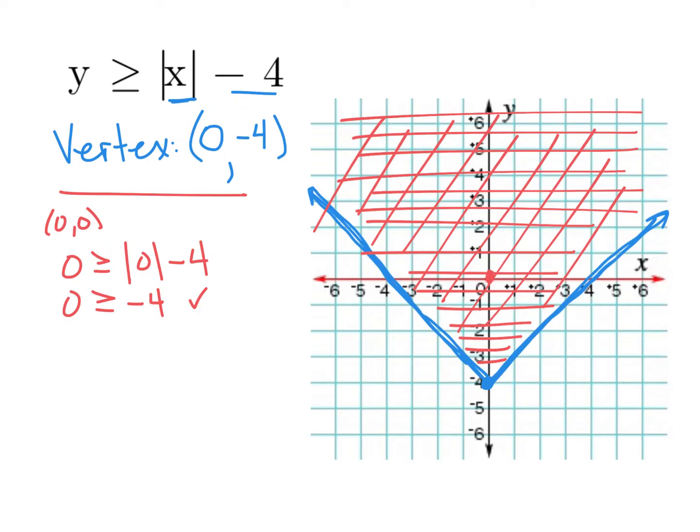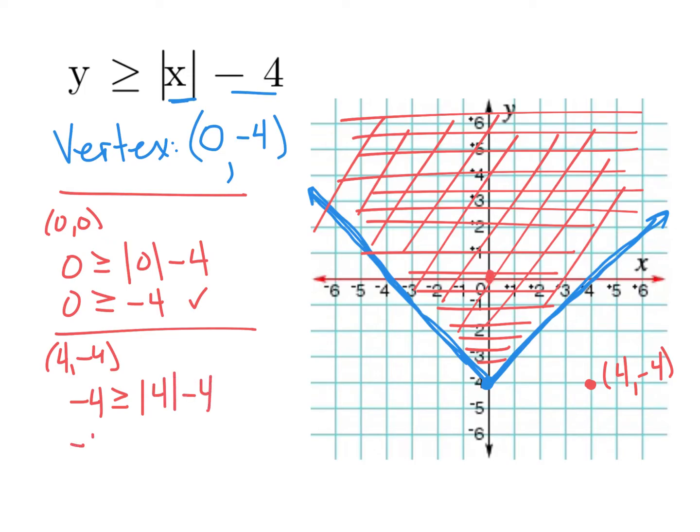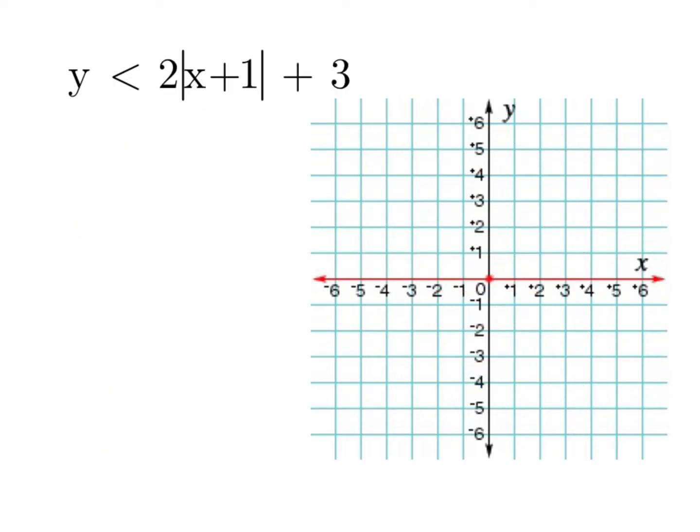If we were to test a point outside of that, we could pick anything. Maybe, how about this point? This is the point for negative 4. If we tried that, we would have that negative 4 is greater than or equal to the absolute value of 4 minus 4. So is negative 4 greater than or equal to 0? No. And that's why none of our solutions are going to happen outside of that V. In this case, all the solutions are inside. Let's get a little more practice with one more example.